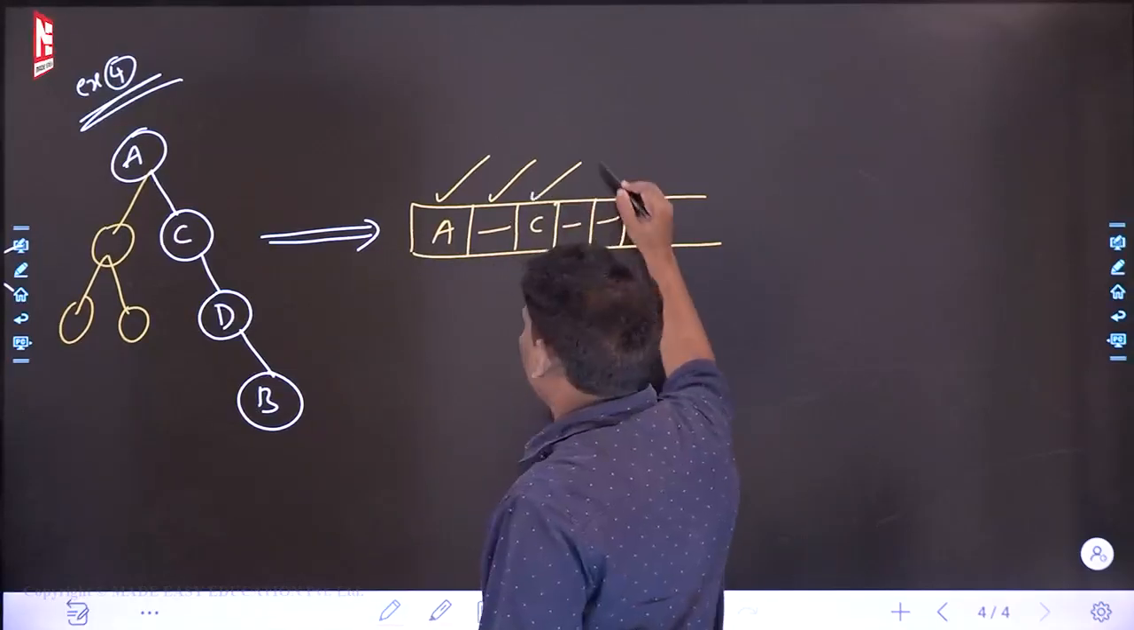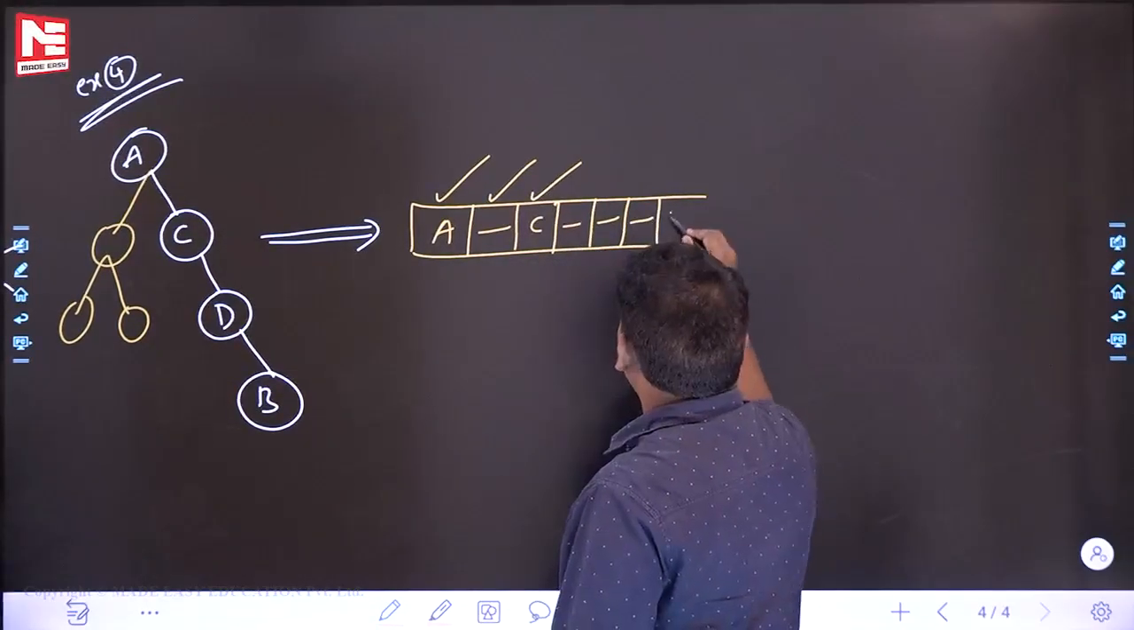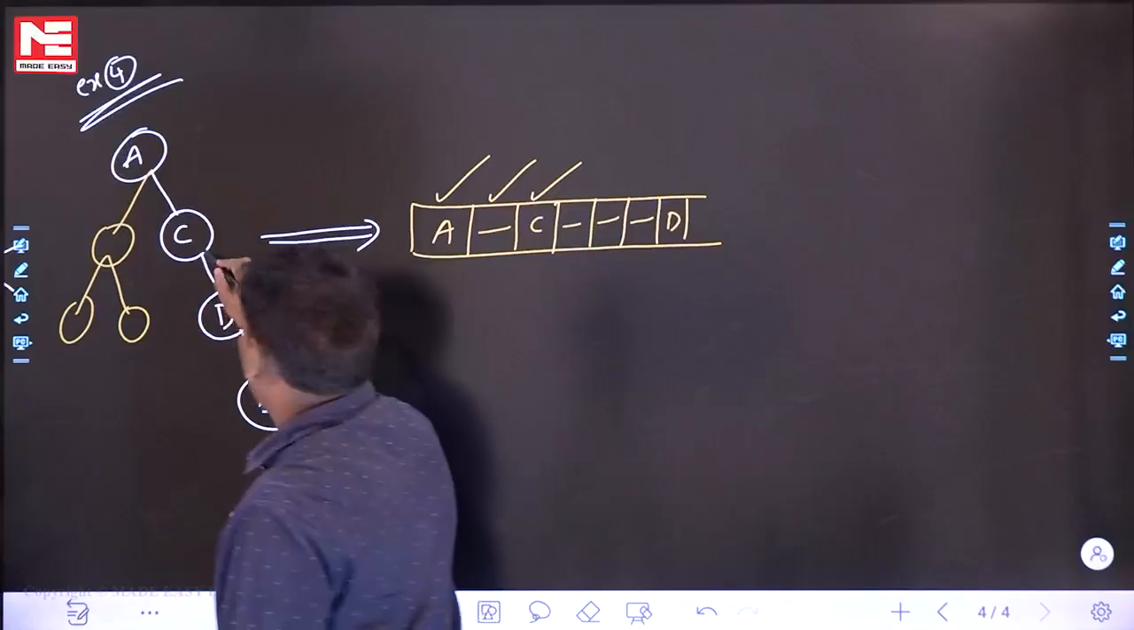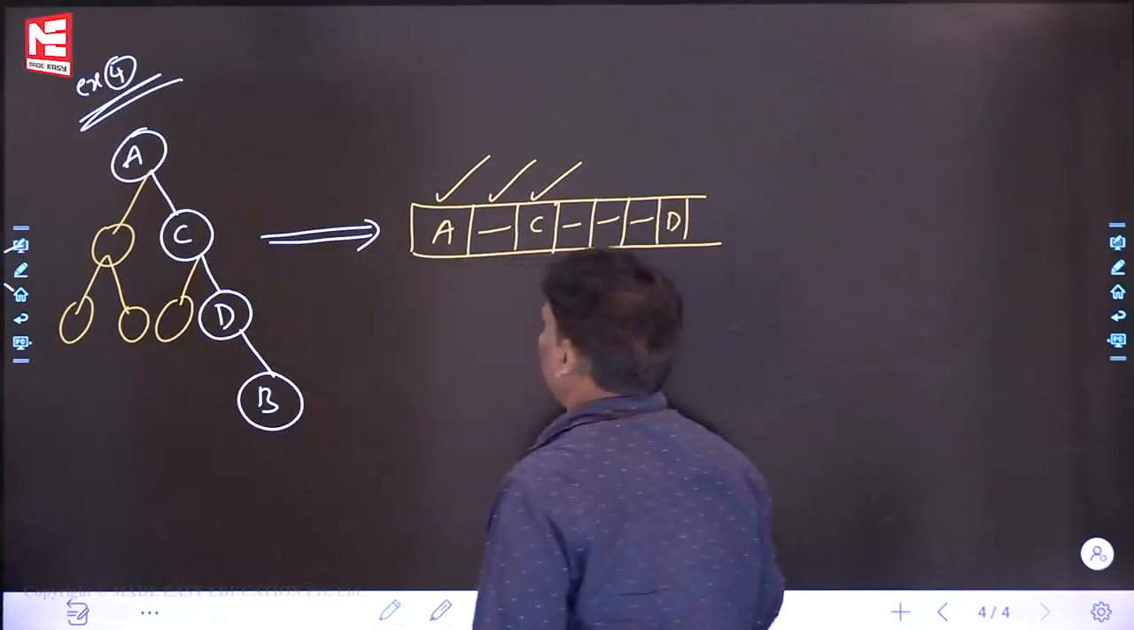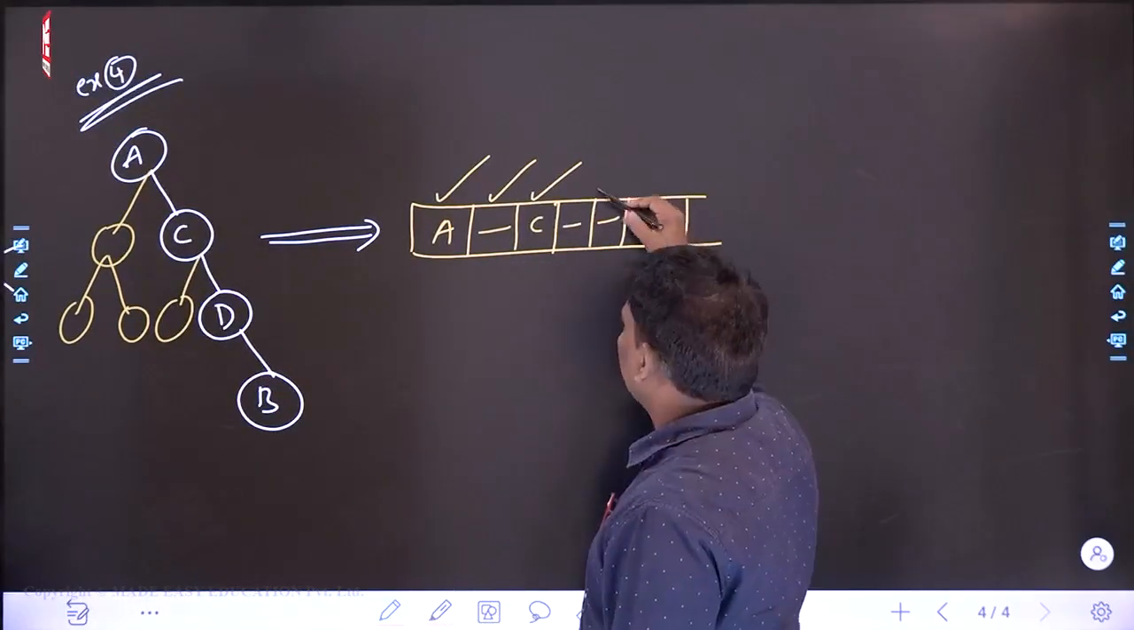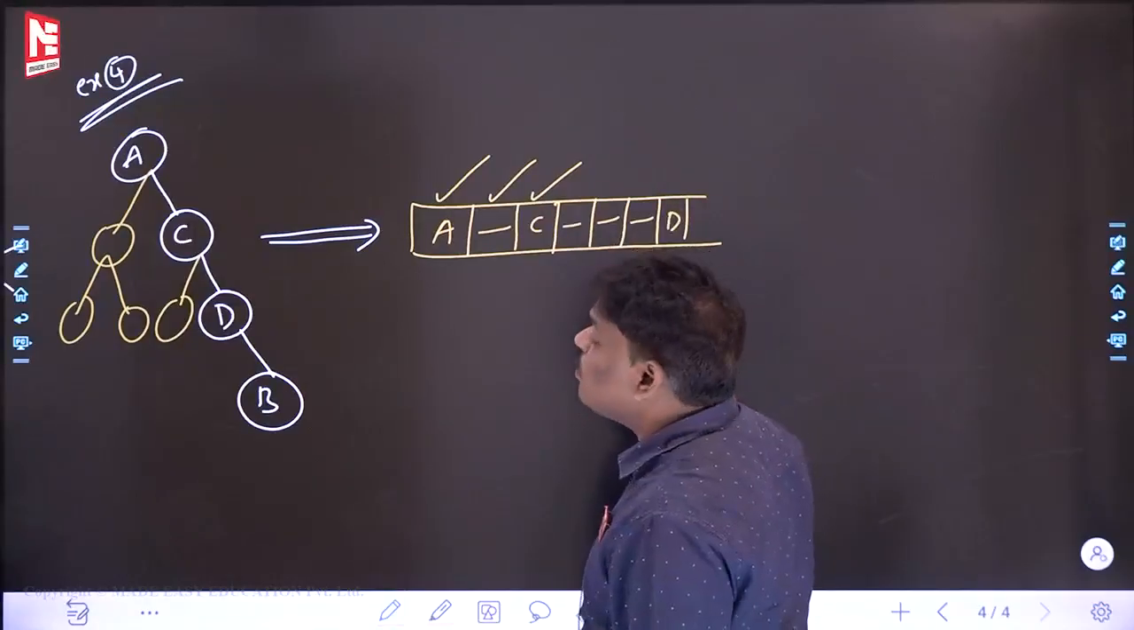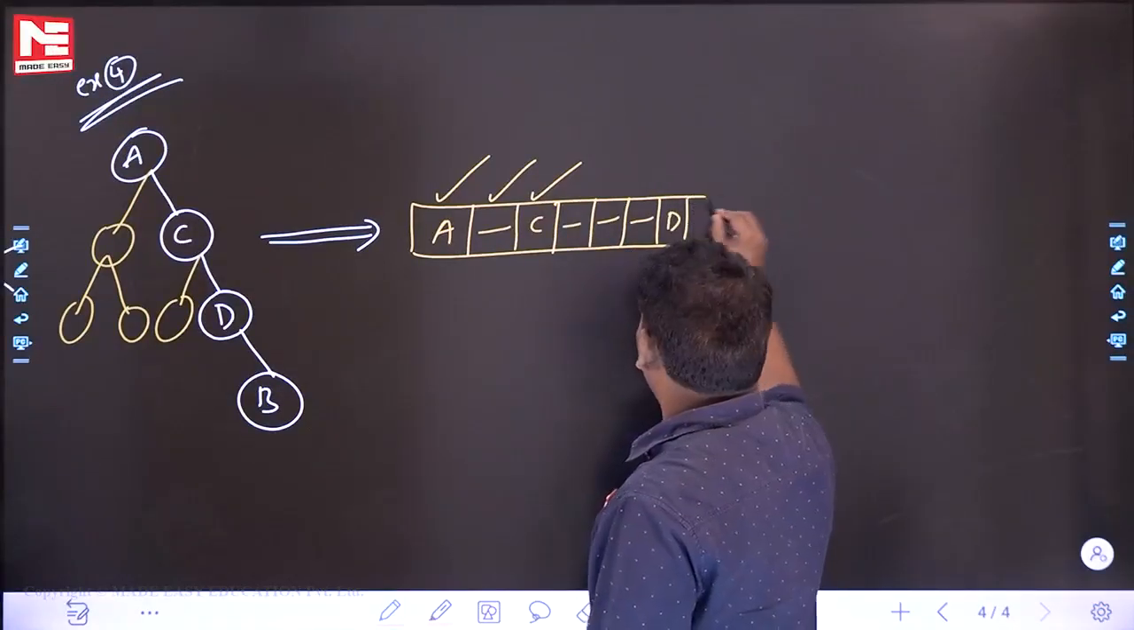Next one, C followed by 2 children. Who are those? Gap and D. Next one, I think C is also over. C, what is the answer? Gap and D. I have done that already.